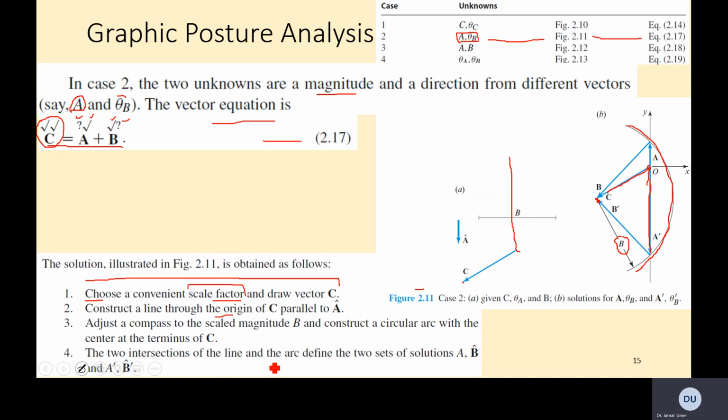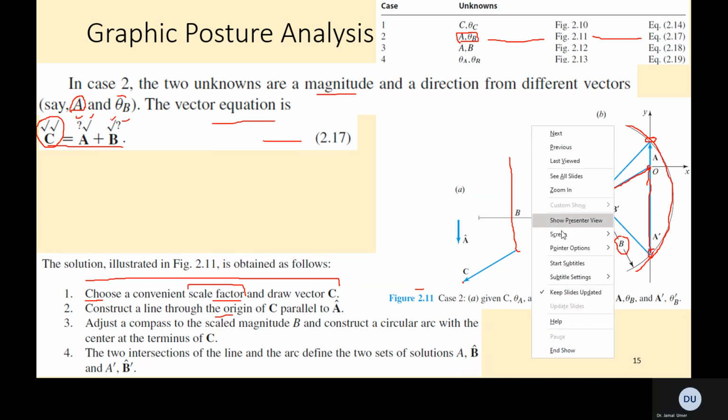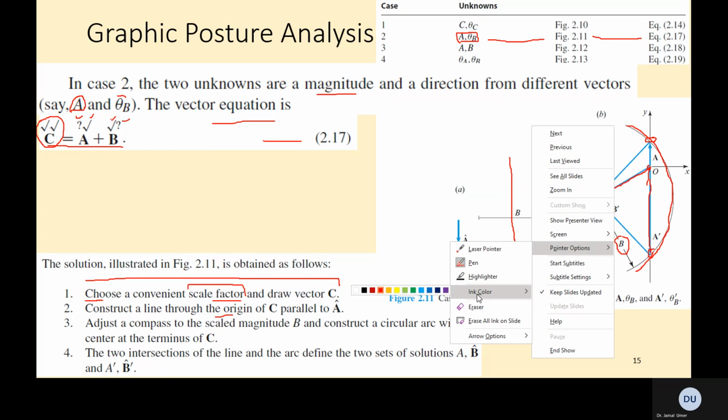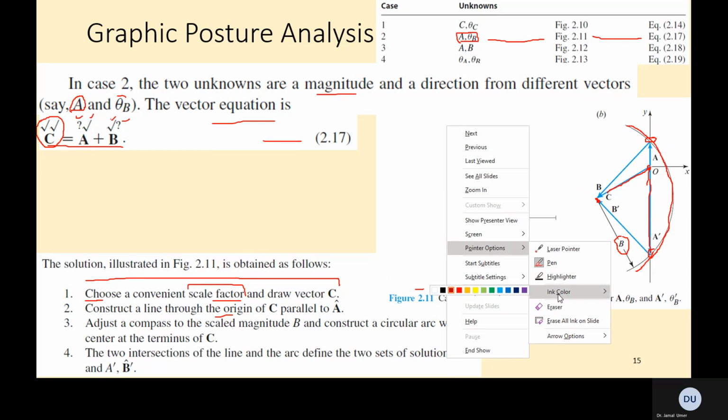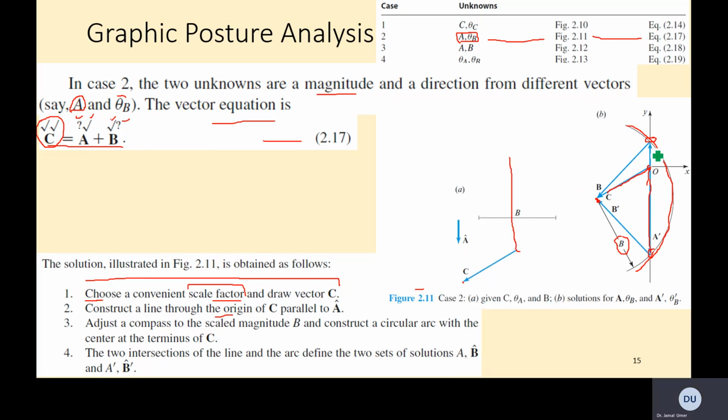The two intersections of the line and the arc define the two sets of solution. Wherever the arc intersects the line of vector A, over here and over here, these are the two possible solutions for vector B. So we got two different options for this unknown. With two unknowns, we have two options. One of the cases is this one: this is B, this is A, this is C.